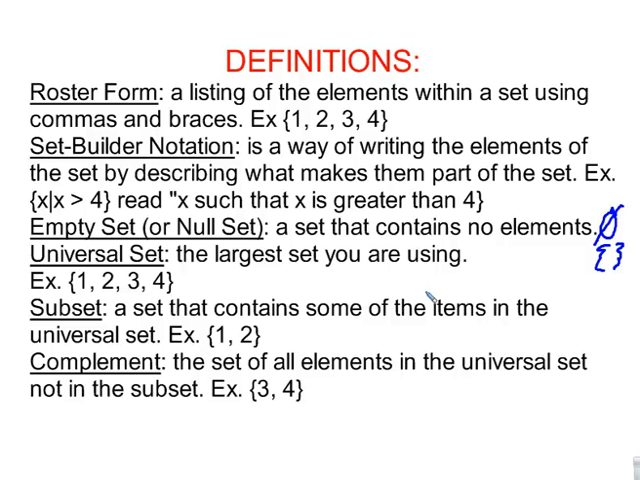A subset would be a set that contains some of the items in the universal set. For instance, 1 and 2. Okay. A complement is the set of all elements in the universal set, not in the subset. Okay, so we'll make sense out of that when we get to an example. But you might want to pause it and write a few of these down. That's up to you. They're in the book, so you could use them there as well. I'm going to move on.